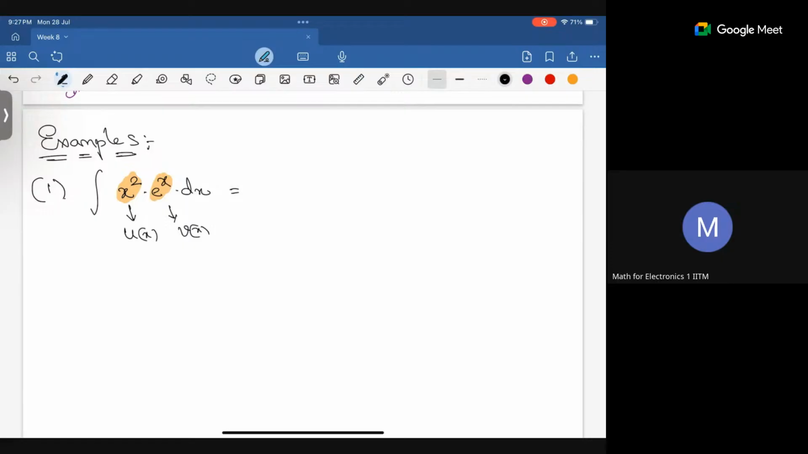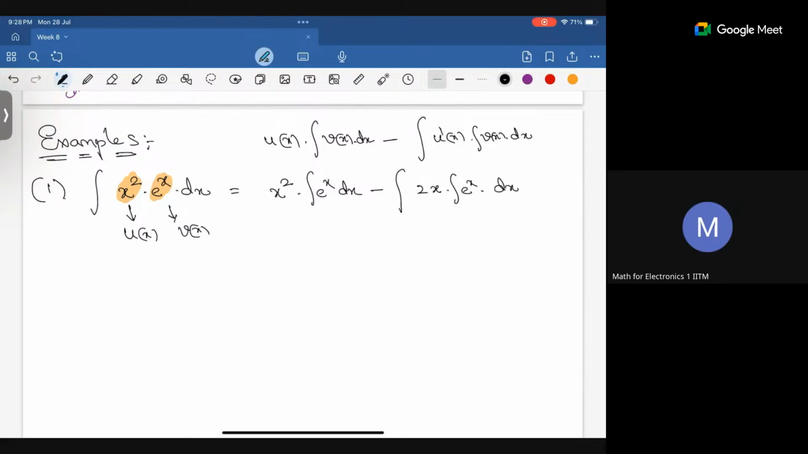Now this will be equal to, I will have to take u of x as it is, multiply it with integral of v of x dx minus, I'll take the integral of u prime of x, integral of v of x dx. Right, if I do that, u of x is x square and then integral of e power x dx minus integral, the derivative of x square is 2x and integral e power x dx.